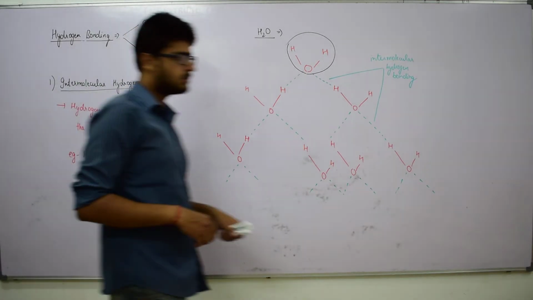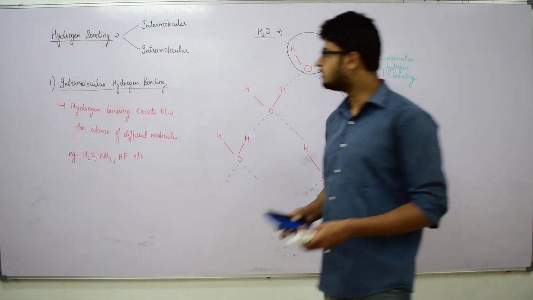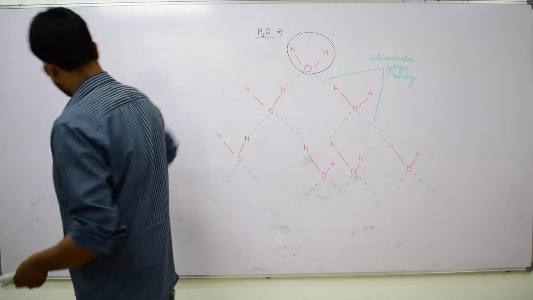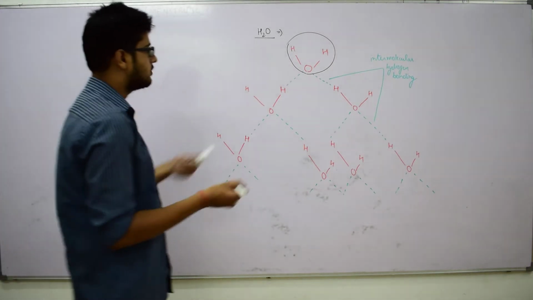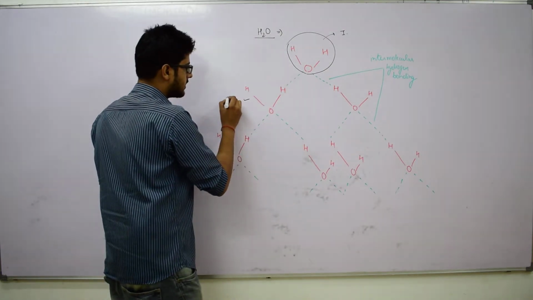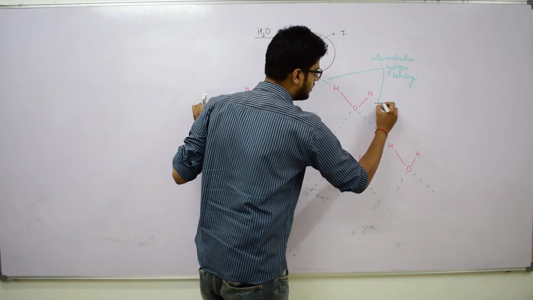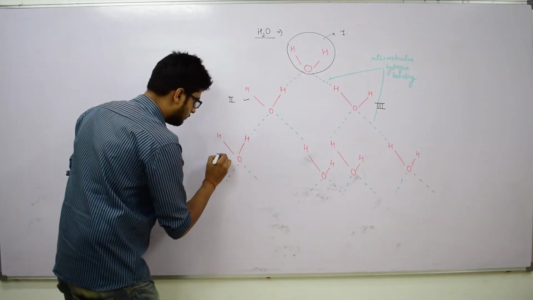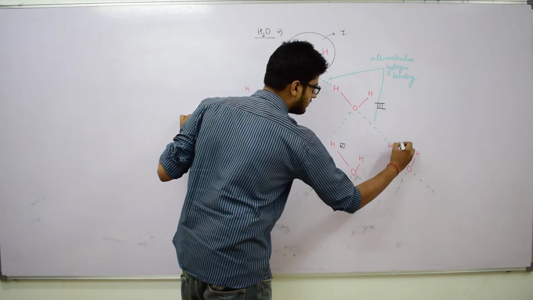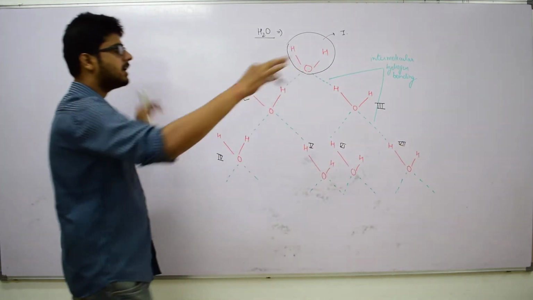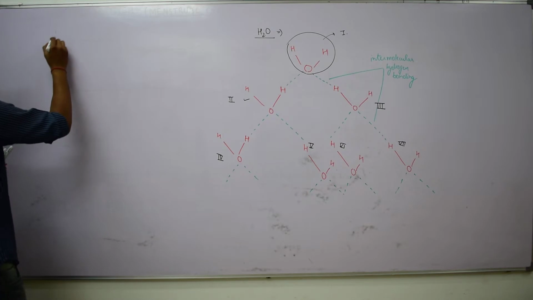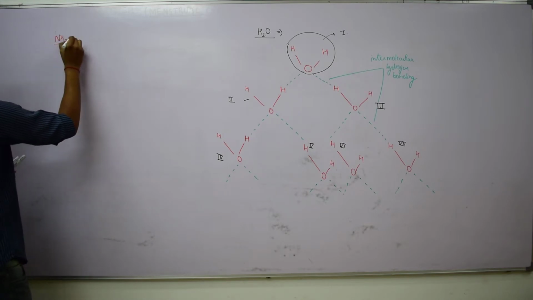So let us discuss our next example, that is formation of intermolecular hydrogen bonding in ammonia, NH3. In this case, we may say that this is our first molecule, this is our second molecule, this is our third, fourth, fifth, sixth, and seventh molecule, and this chain reaction will go on. The next example we will consider is ammonia, NH3.